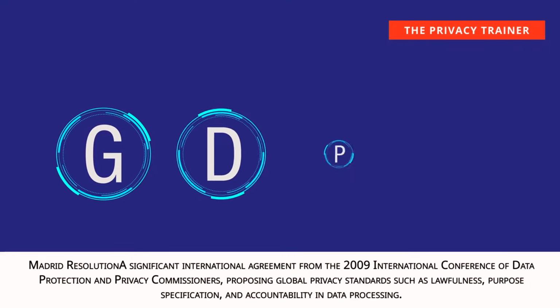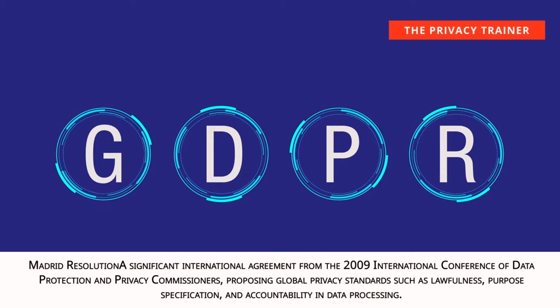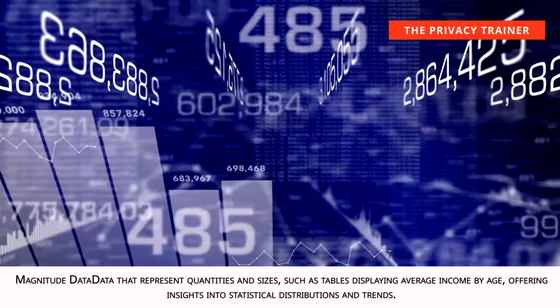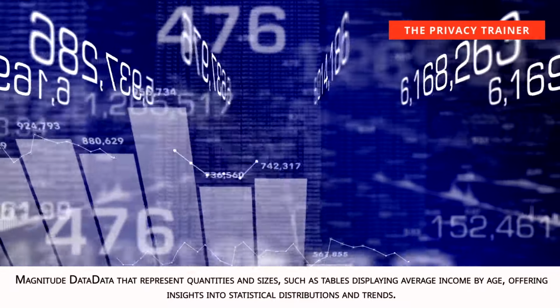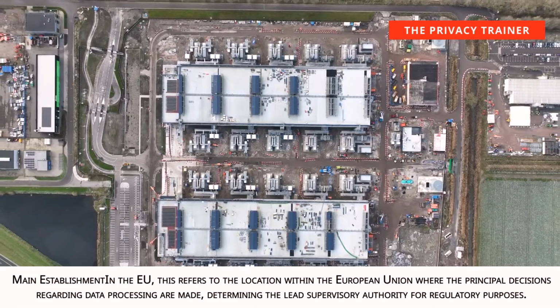Madrid Resolution: a significant international agreement from the 2009 International Conference of Data Protection and Privacy Commissioners, proposing global privacy standards such as lawfulness, purpose specification, and accountability in data processing. Magnitude data: data that represent quantities and sizes, such as tables displaying average income by age, offering insights into statistical distributions and trends. Main establishment in the EU: this refers to the location within the European Union where the principal decisions regarding data processing are made, determining the lead supervisory authority for regulatory purposes.